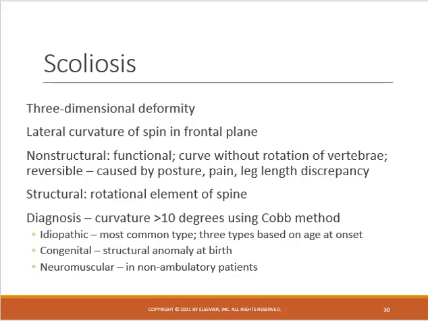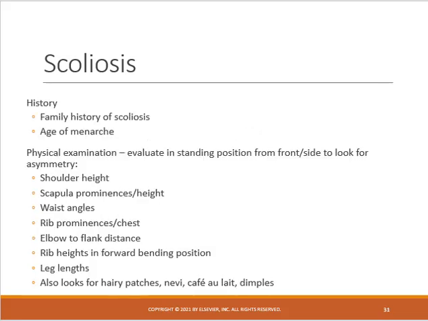Diagnosis is made for a curve greater than 10 degrees using the Cobb method. It's further broken down to idiopathic, which is the most common cause, congenital, which is a structural anomaly at birth, and then neuromuscular in non-ambulatory children. It's important to check your family history for scoliosis, age of menarche.